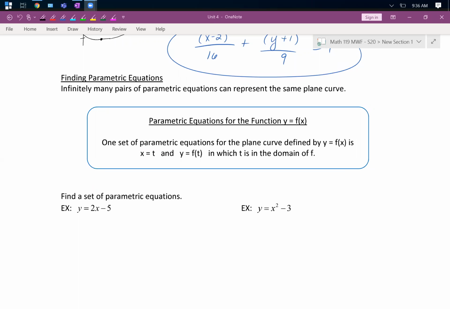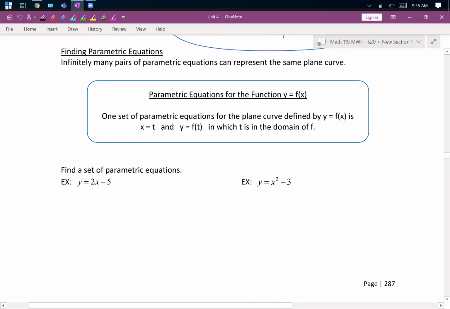x be equal to t, and then y is equal to f of t, in which t is in the domain of f. That is the easiest thing we do in math for like the rest of your math. So all we're going to do is define x to be equal to t, and then y is exactly what we had up here, except we're going to plug t in for x. Y equals 2t minus 5. And that's it. Don't make it hard.